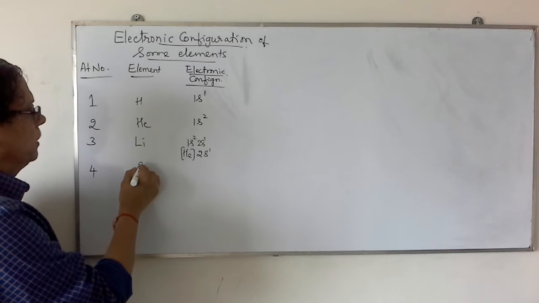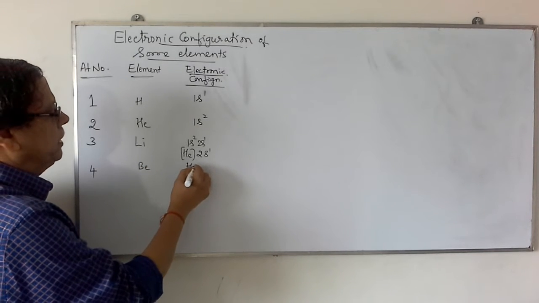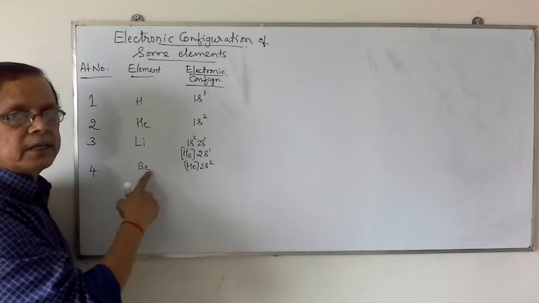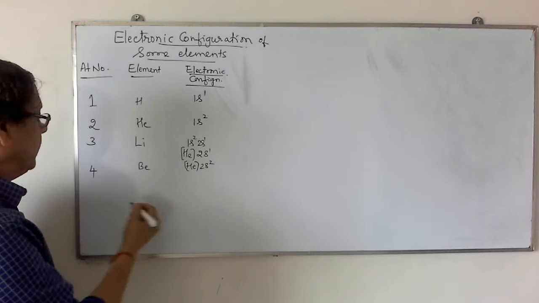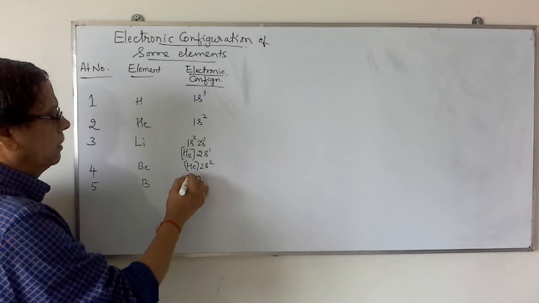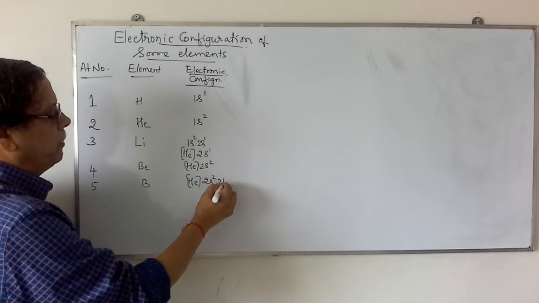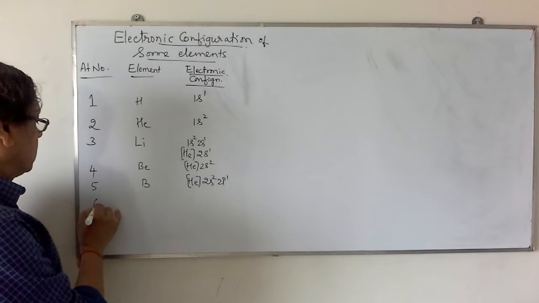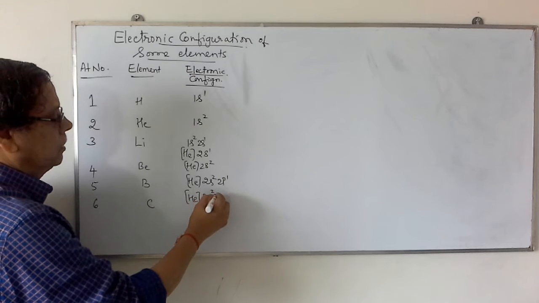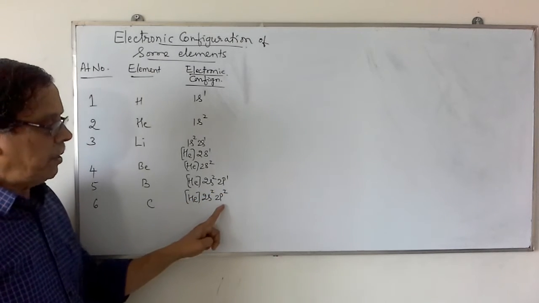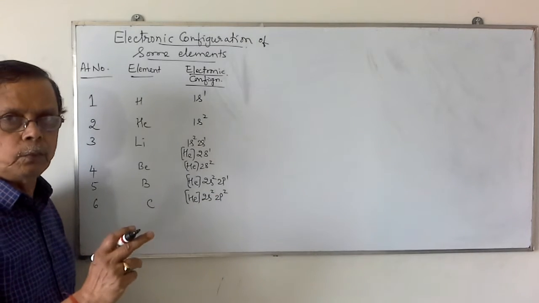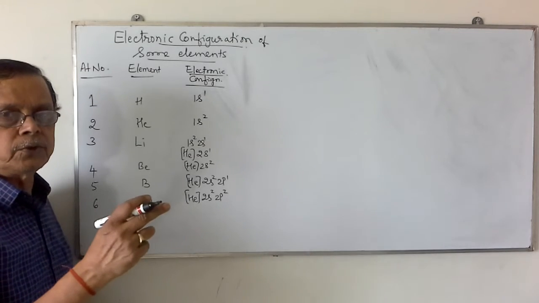Atomic number 4 is beryllium. So we have [He] 2s2. Remember, beryllium cannot be used for writing the further electronic configuration because it is not a noble gas. 5, boron, [He] 2s2 2p1. 6, carbon, [He] 2s2 2p2. Here 2p2 corresponds to two unpaired electrons, px1 py1, not 2px2, according to Pauli's exclusion principle and Hund's rule of maximum multiplicity.